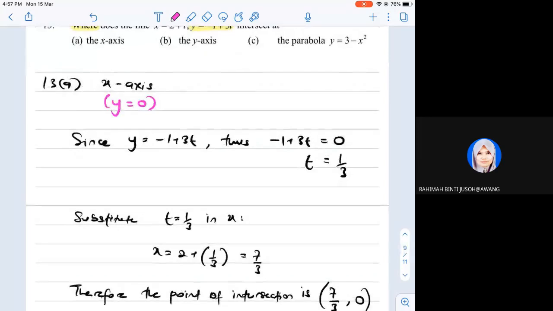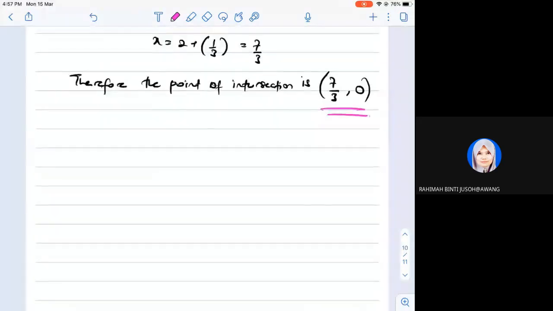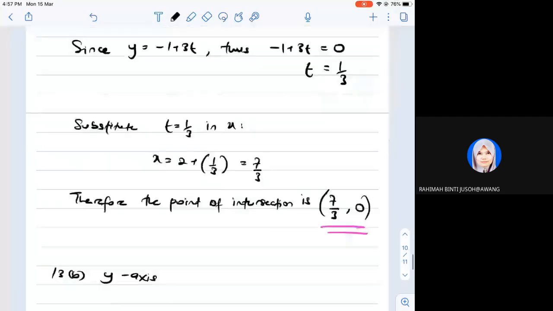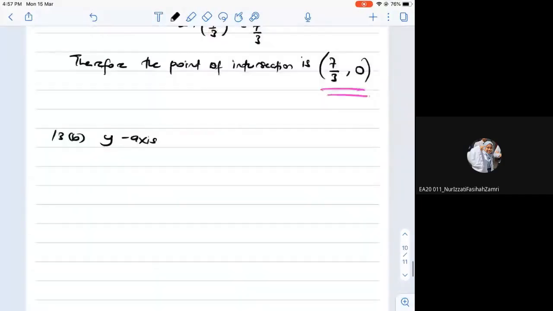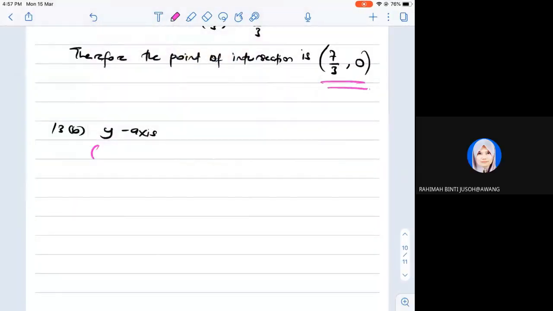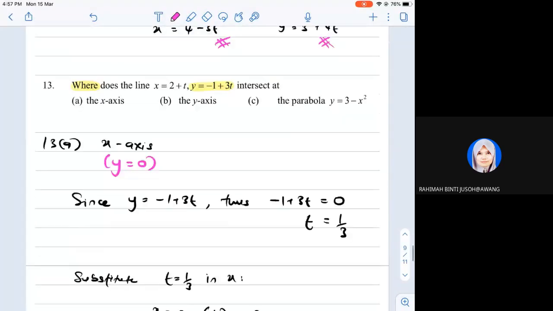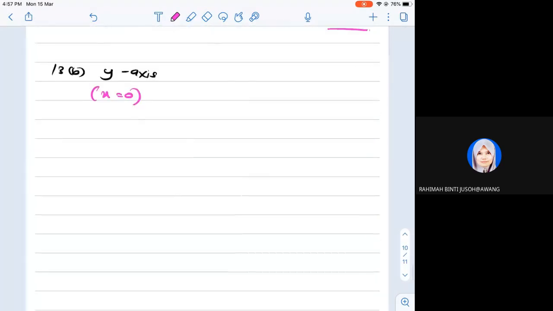Okay. Next, question 13b. It says y axis. So what happens when it is the y axis? x equals 0. Yes, x equals to 0. Very good. What was our equation for x? x equals to 2 plus t. Okay, since x equals to 2 plus t, thus 2 plus t equals to 0. So t equals to negative 2.